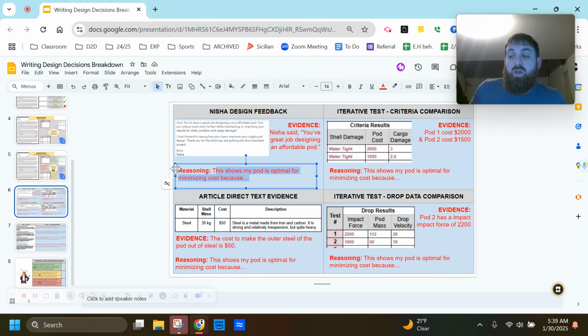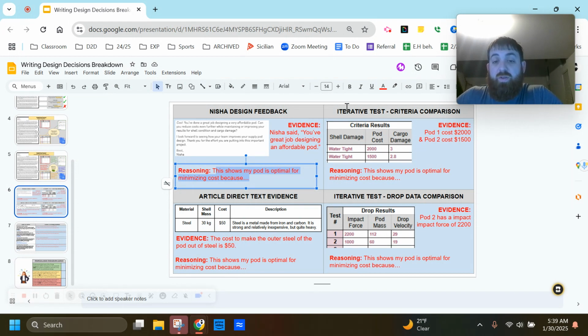She has the authority to decide if pod designs are good, moderate, or weak. And she is giving our pod costs a very strong result.